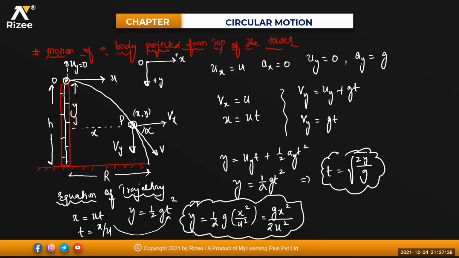Is it clear for everyone? When a body is projected horizontally, the equation of the trajectory is given by y equals g into x square divided by 2 into u square. And the time taken to reach the ground will be t is equal to under root of 2 into y divided by g. Clear?